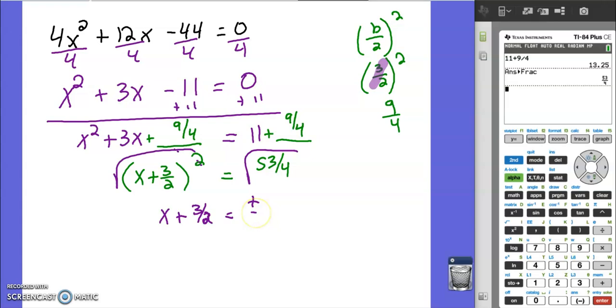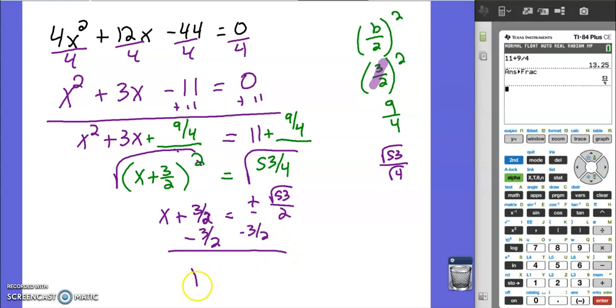Plus or minus. Now, when you take the square root of a fraction, that's the same thing as taking the square root of the top and the square root of the bottom. So this is going to be the square root of 53 over 2. Remember, we're looking for the exact answer, and that's what we're trying to aim for here. So now we're going to minus 3/2 from both sides. So -3/2 plus or minus the square root of 53/2.